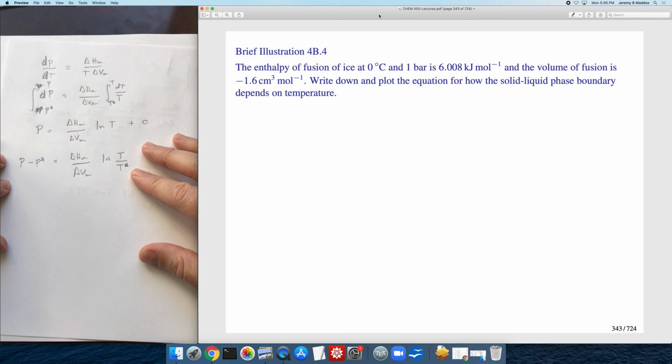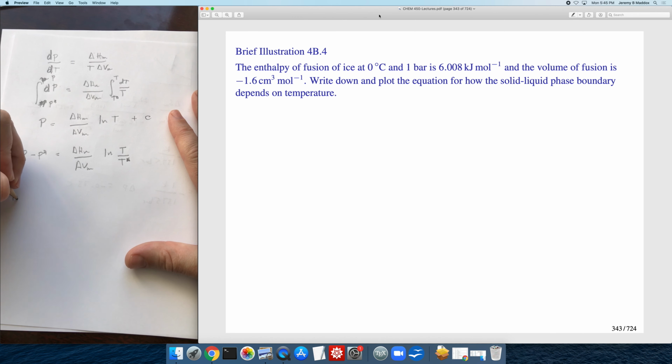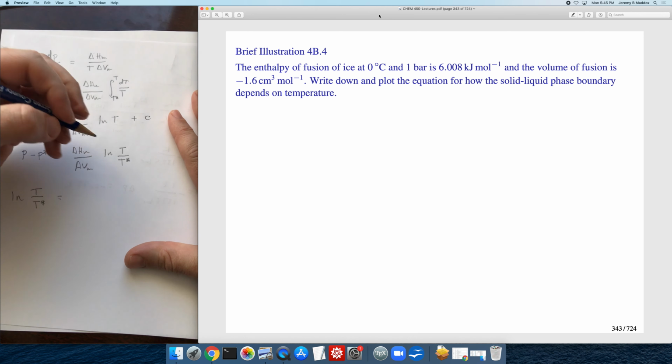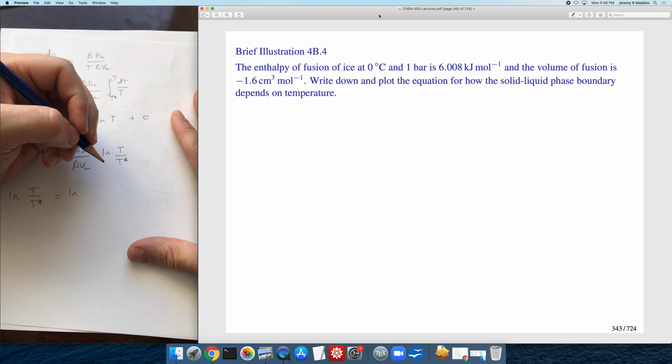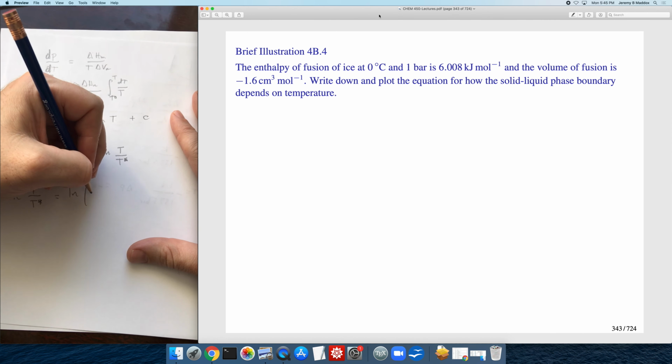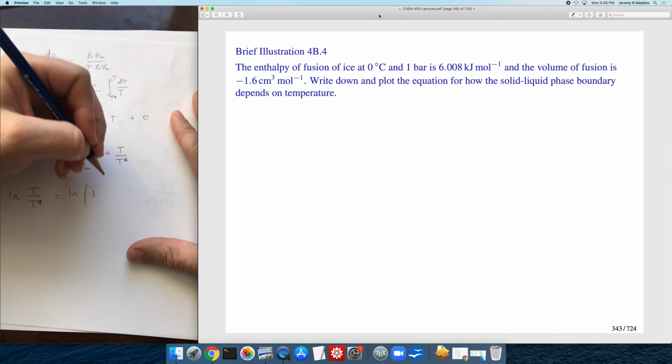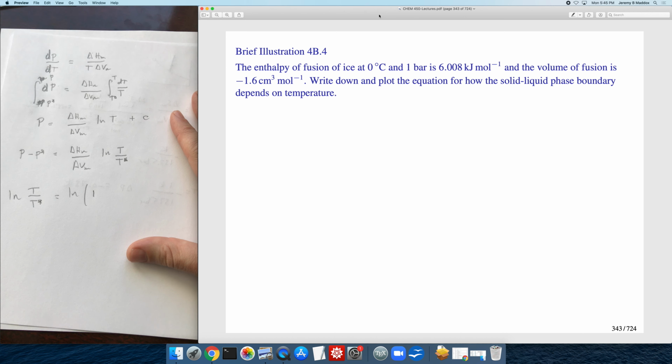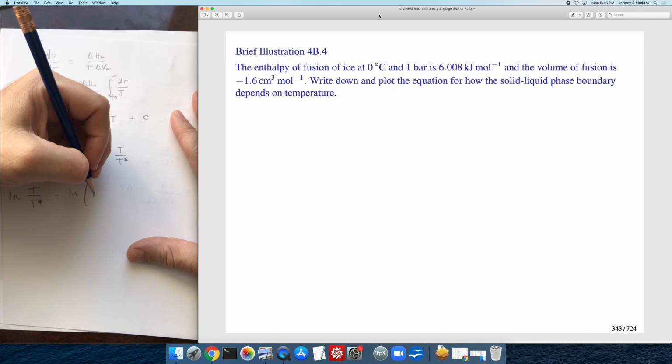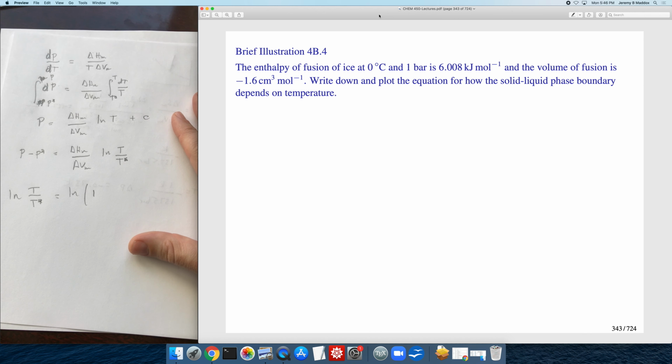Although in the problem, if you look at the solution for this problem, they go a little bit farther in the sense that they make a further approximation. They do something funny like write this as the natural log of 1. How do they do this? They write it as, let me look at it.